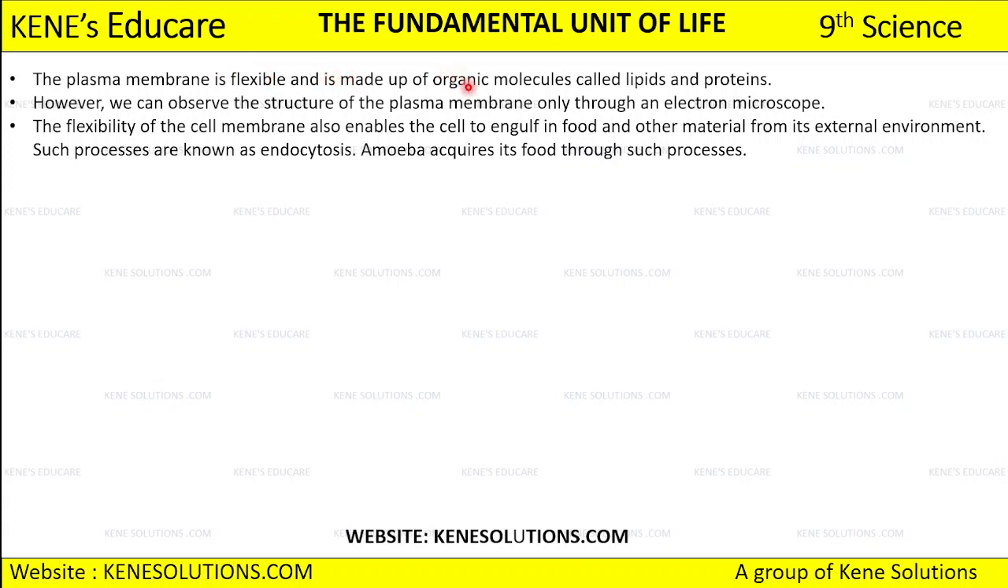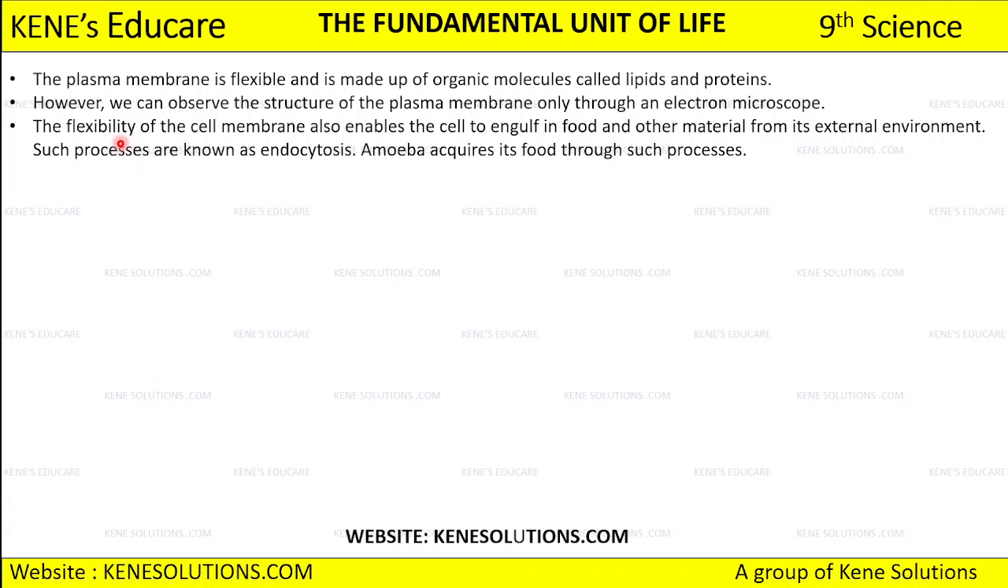So plasma membrane is flexible and it is made up of organic molecules called lipids and proteins. तो हमारा plasma membrane क्या है? Our plasma membrane is flexible, and what is it made up of? It is made up of lipids and proteins. Okay. However, we can observe the structure of the plasma membrane only through an electron microscope. तो आपको अगर प्लाज्मा मेम्ब्रेन का स्ट्रक्चर देखना है तो you can observe that, but this can be possible only by the use of the electron microscope.